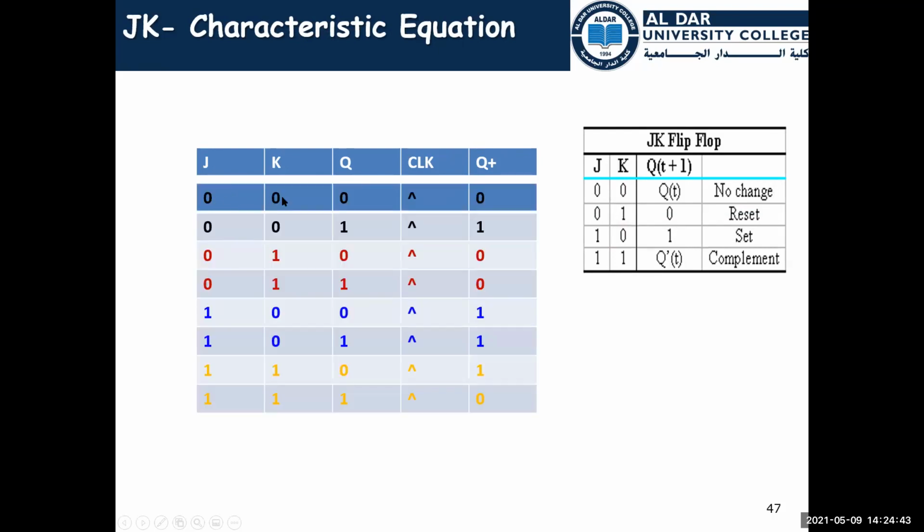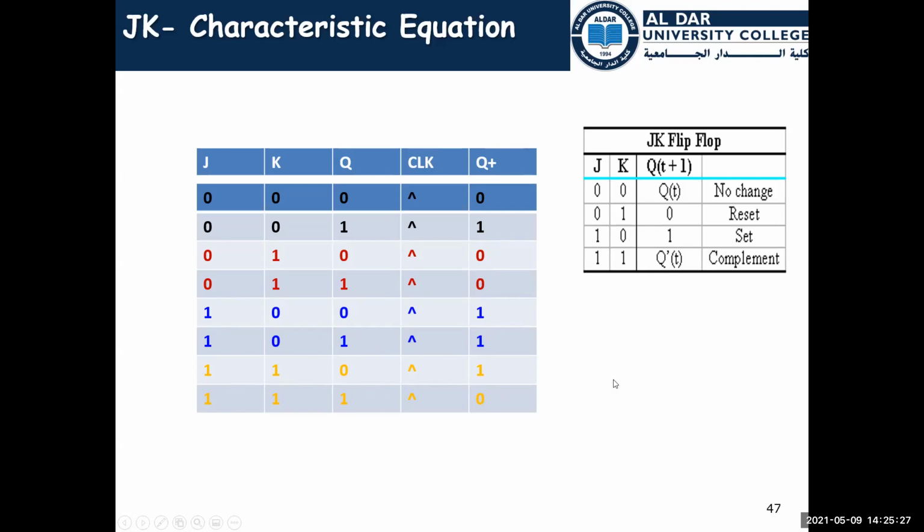So if we have input 0 0 and the current state is 0, the next state is going to be 0. If we have 0 0 and we have 1, there is no change, so this one is going to be moved to 1. For 0 1, this is going to always have 0, because this is reset. The next state always will be 0. And for the set, the output will be always 1, because this is the set state, which is 1 0. The last one is flipping. Flipping means 0 will be flipped to 1, 1 is going to be flipped to 0.